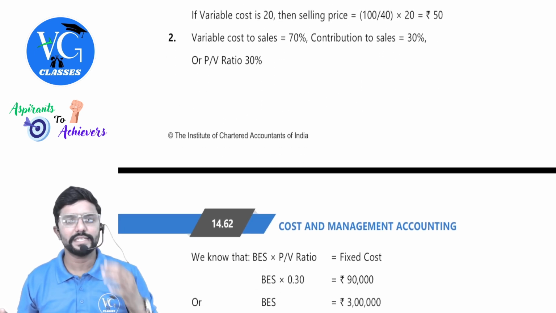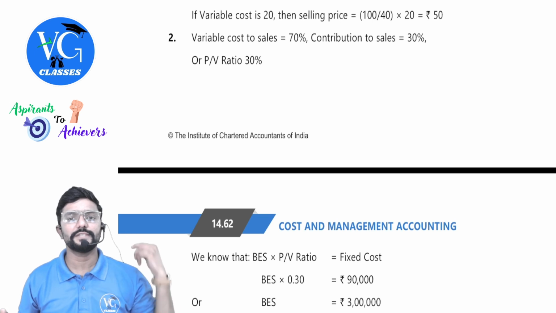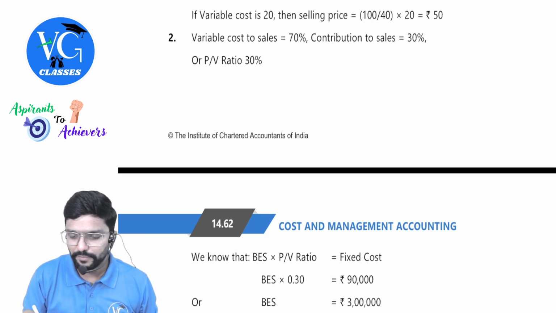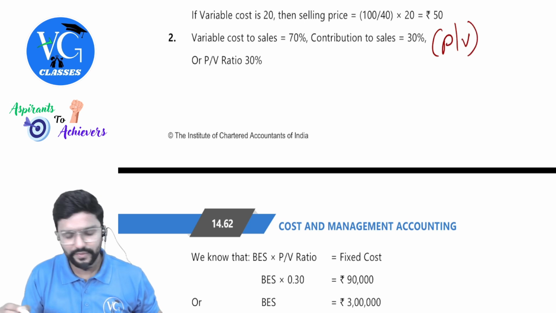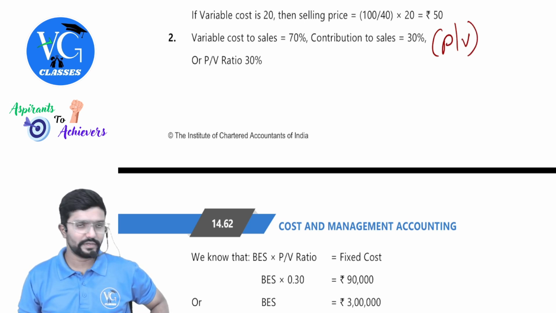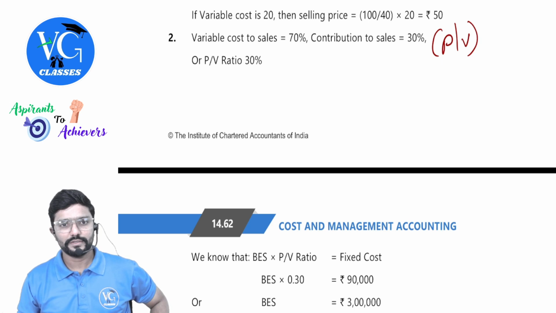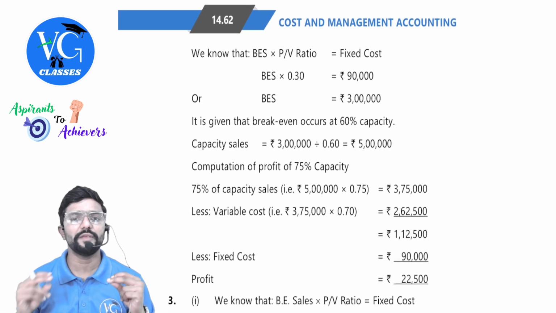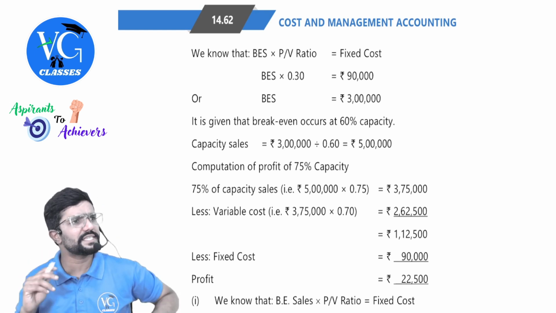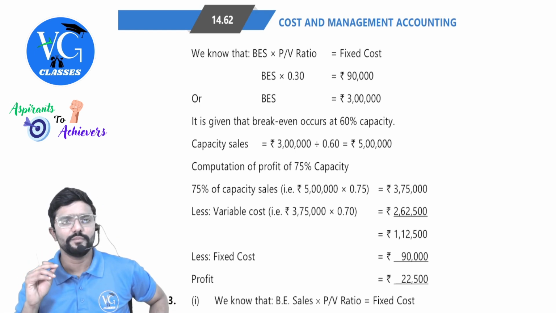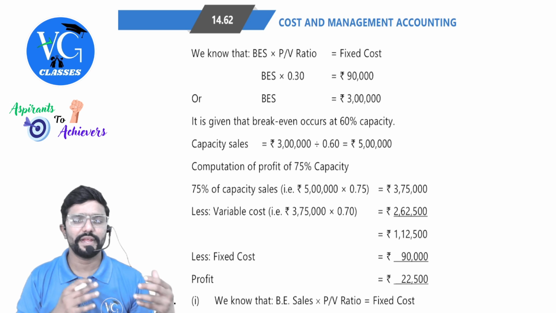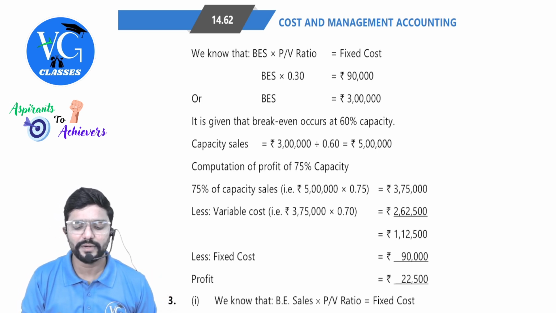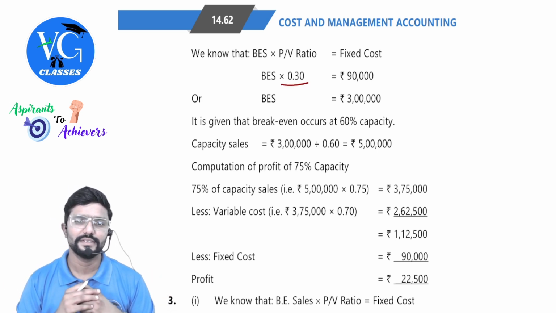Variable cost to sales is 70%. Contribution to sales would be 30%, which is nothing but the PV ratio. PV ratio is 30%. We know that break-even sales into PV ratio is equal to fixed cost. Now interchange the position. So break-even sales into 30, this is nothing but the PV ratio, take it to the other side.